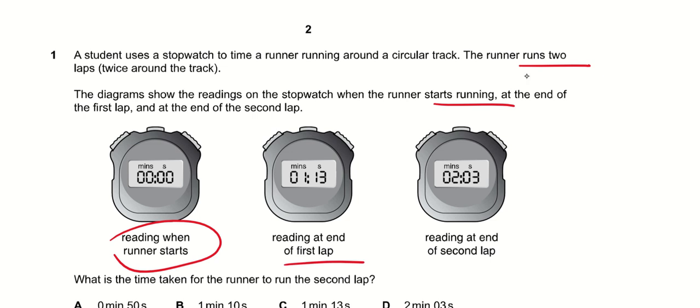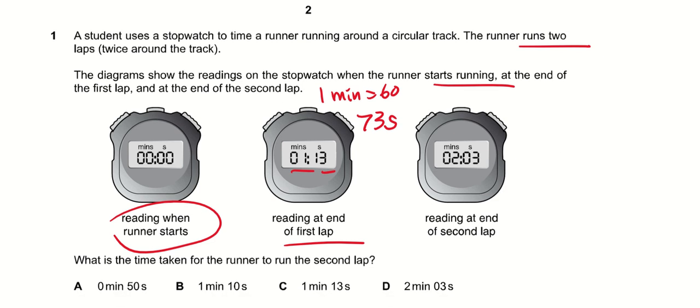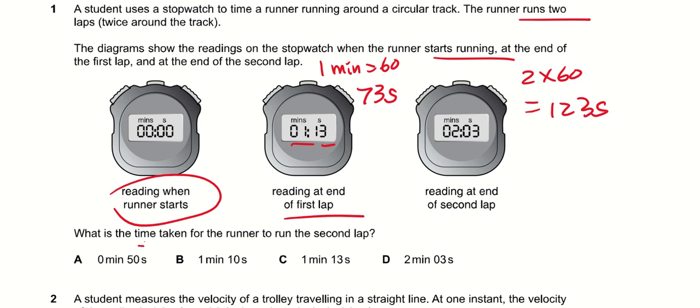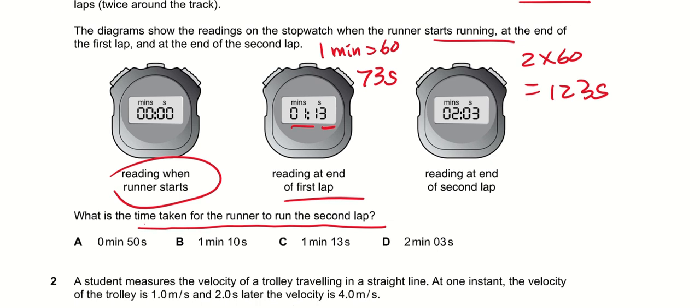We notice that it is 1 minute and 13 seconds. So, 1 minute is actually 60 seconds. So, in total, he took 73 seconds because 60 plus 13 is 73. The reading at the end of the second lap is actually 2 minutes, so it's 2 times 60 plus 3 seconds, so it's 123 seconds. So they are asking what is the time taken for the runner to run the second lap. So basically he took 123 minus 73 equals 50 seconds. Okay, so answer is A.